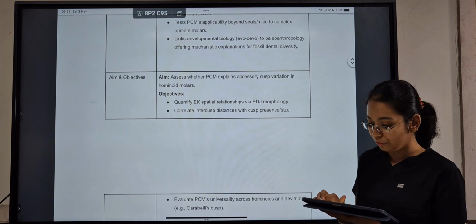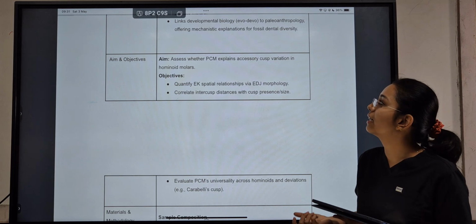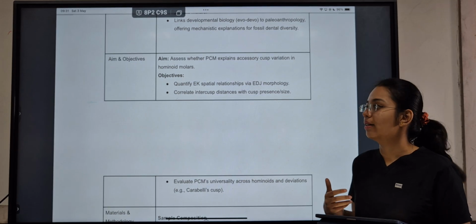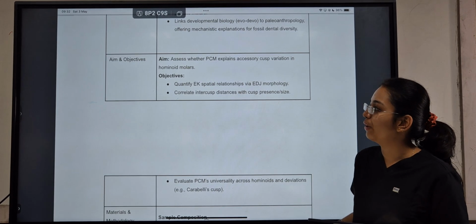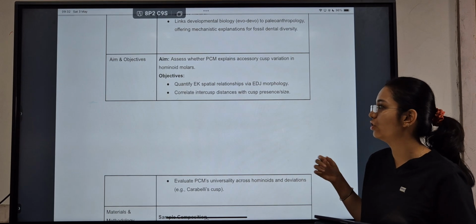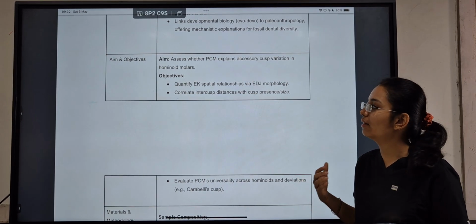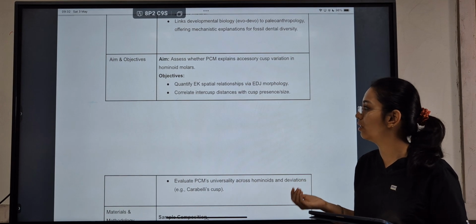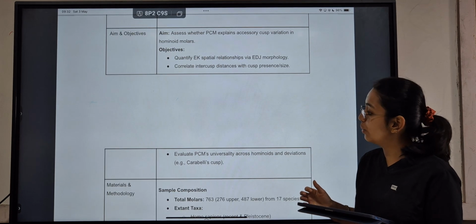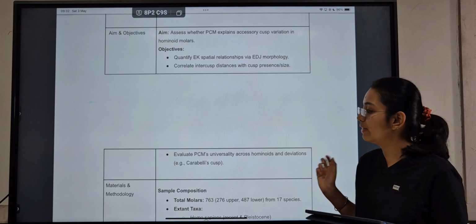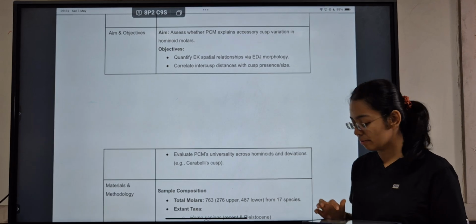And the aim of this study was to assess whether the PCM explains accessory cusp variation in hominid molars, that is, comparing animals with humans. The objective was to quantify the enamel non-spatial relationship through the enamel dentin junction morphology and to correlate the intercusp distances with cusp presence and size. It also evaluates the PCM universality across hominids and deviations, like Carabelli's cusp.